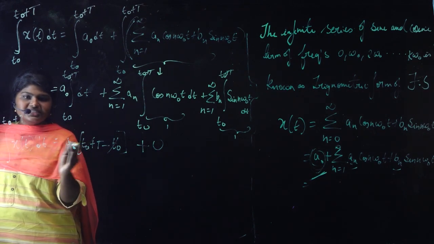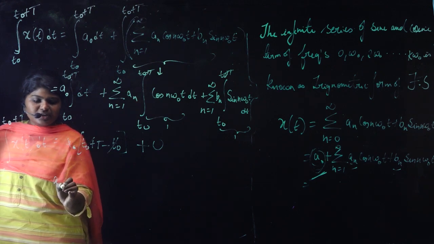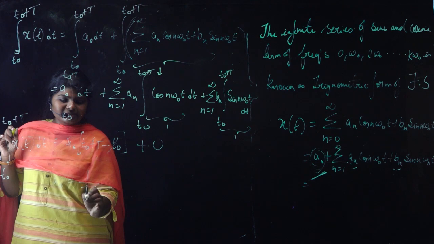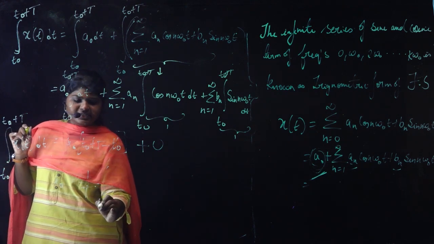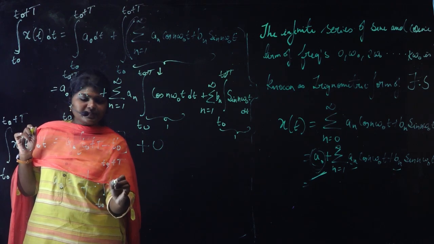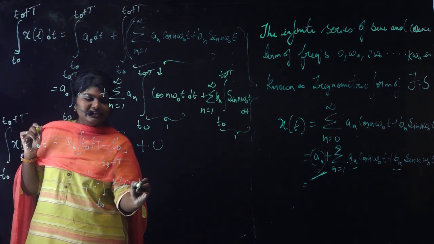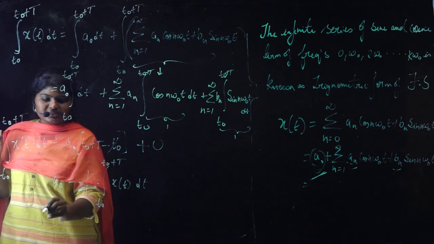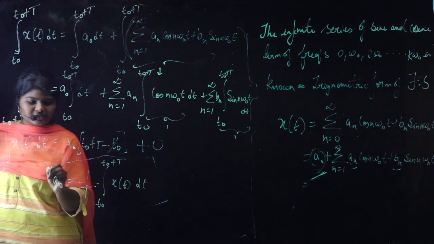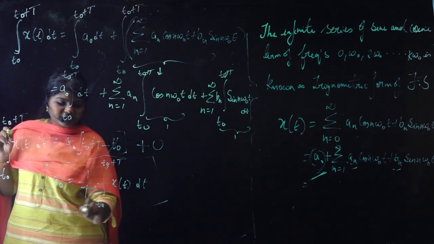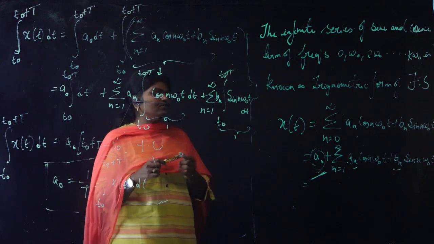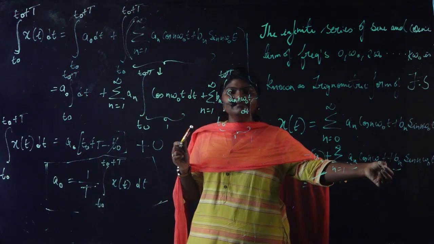Okay, so bring the T to the other side. So A naught will be equal to 1 by T integral from T naught to T naught plus T of x of t dt. So this is how you evaluate the term A naught. Similarly, we will determine how to evaluate An and Bn.